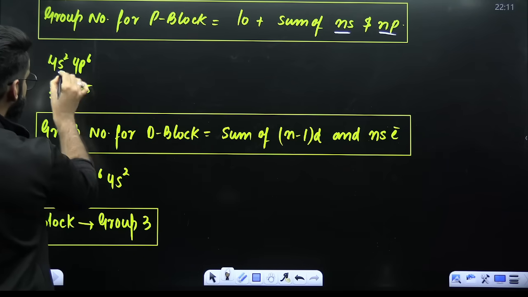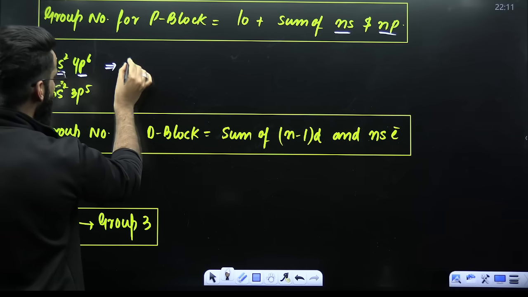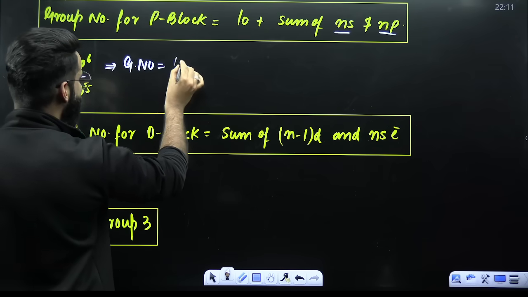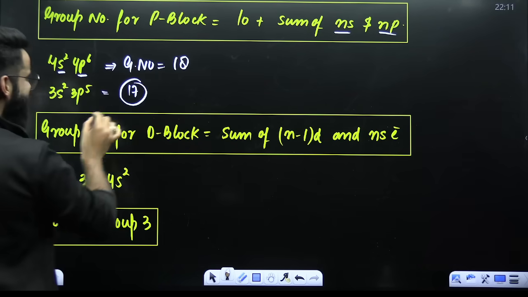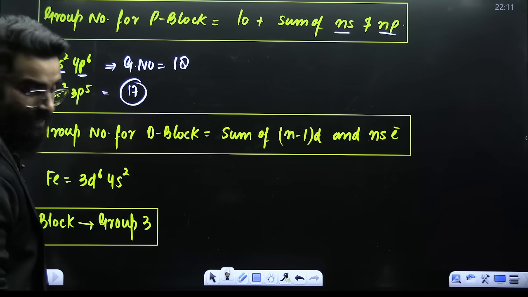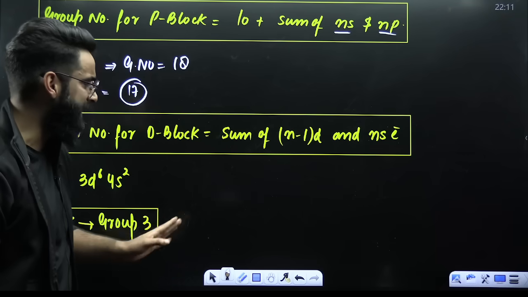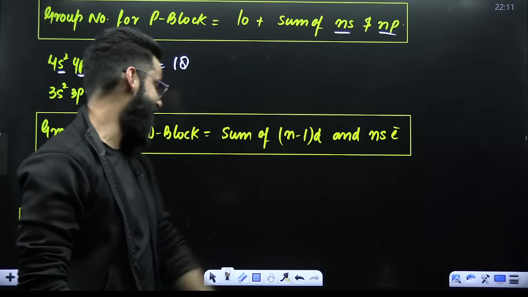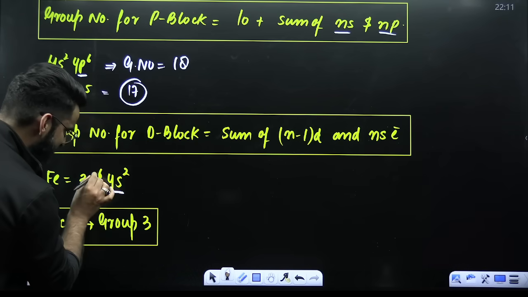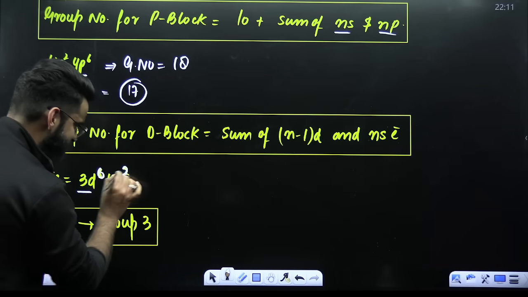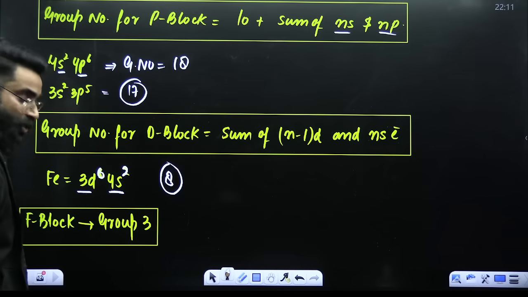So ns is equal to 2 electrons, np is equal to 6. So 6 plus 2 makes it 8. So its group number is going to be 10 plus 8, that makes it 18. Similarly, it's going to be 10 plus 7, that makes it 17. So these are the group numbers of the respective elements whose configurations are given to us. When it comes to D block elements, it's going to be simply the sum of (n minus 1)d and ns electrons. So this is your (n minus 1)d and this is ns. (n minus 1)d carries 6 electrons, ns carries 2 electrons, so 6 plus 2 makes it 8. So the element belongs to group number 8.